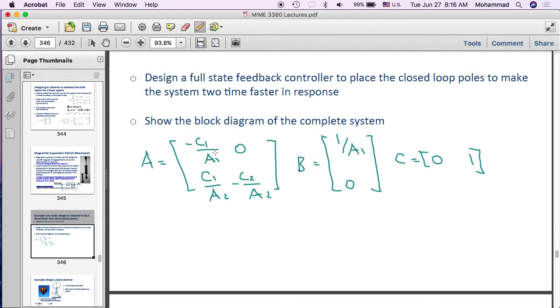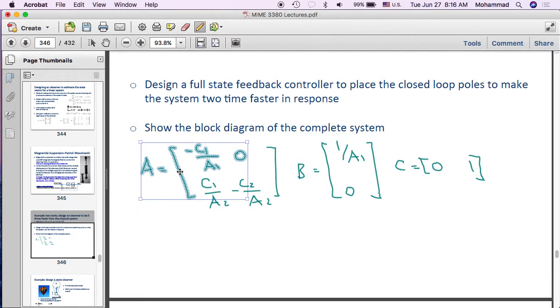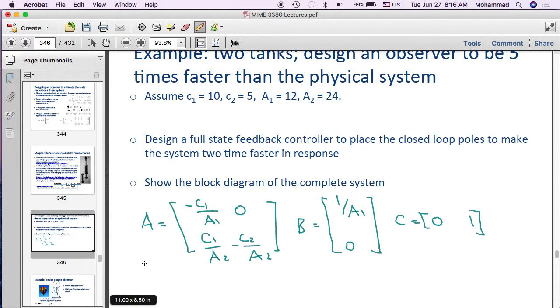So with these numbers, let's go ahead and get numerical values for A. So A is minus, it's 10 over 12, so minus 5/6 here, 0.